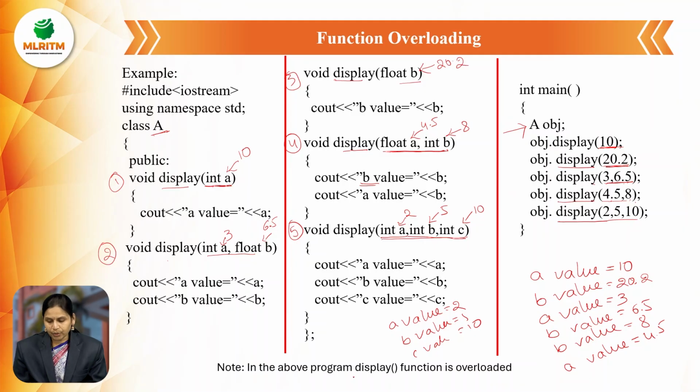Note, in the above program, the display function is overloaded. The same function name display is used 5 times. In 5 different cases, the display function performs 5 different types of operations. So the function name is the same, but the types of operations are different. This is called polymorphism.